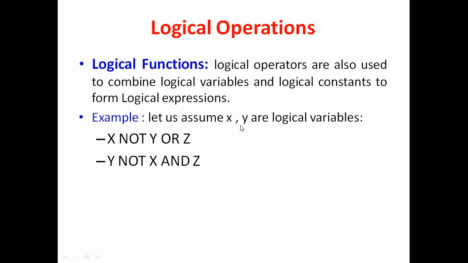So the example for this: suppose x and y are two logical variables. So we can write the logical expressions or logical functions as follows: x not y or z. So this is called a logical function. y not x and z. This is another example of logical operation.